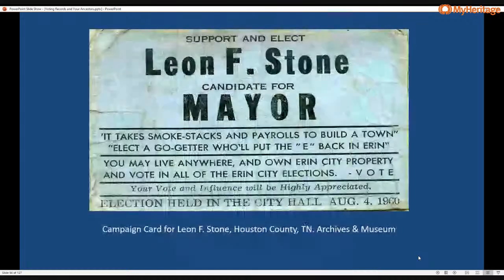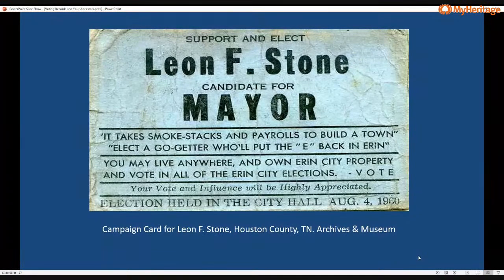And so very interesting. Mr. L.F. Stone was really well known in our area. He ran for a lot of different offices. And so he had his cards. Each time he ran, he did something different.